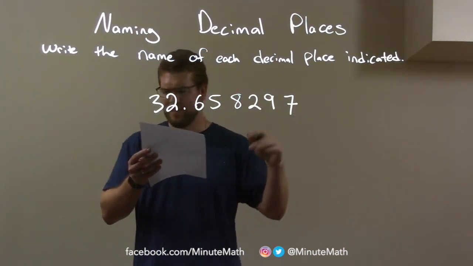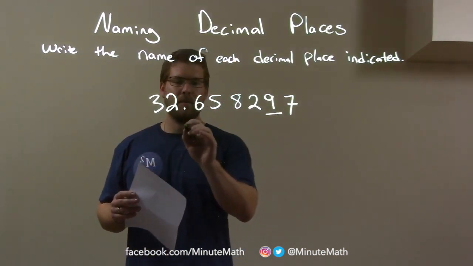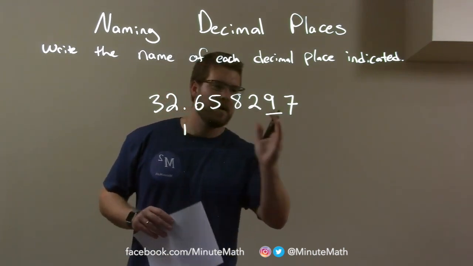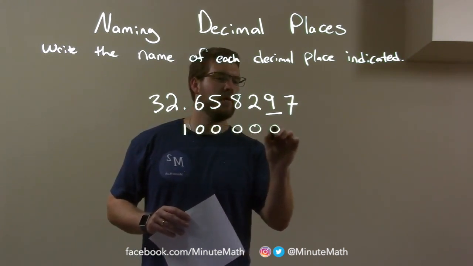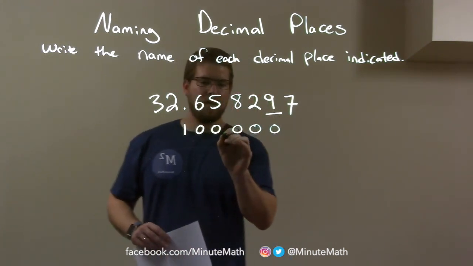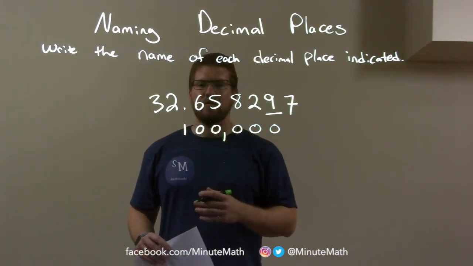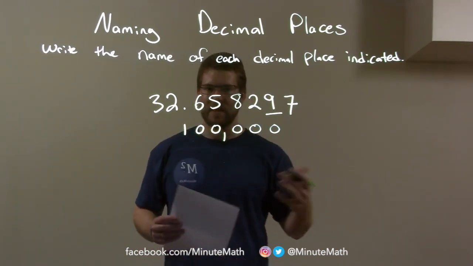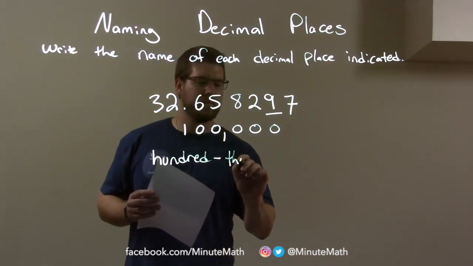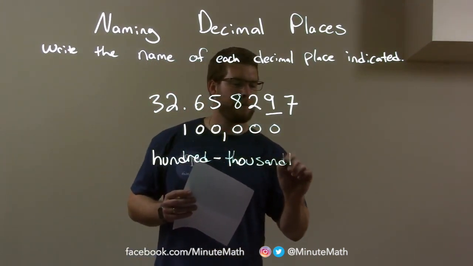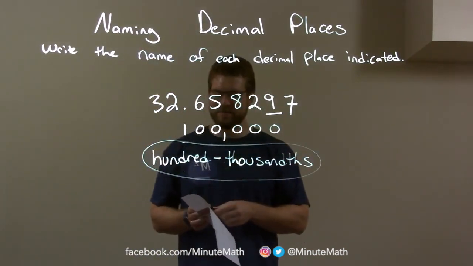32.658297. Large number, but the bar is underneath the 9. Same process I did before. I put a 1 where the decimal is and a 0 under each digit afterwards, 0, 0, 0, 0, 0, but I stop at that 9. This number is 100,000. So this is the 100,000ths place. We have the 100 thousandths placement right there.